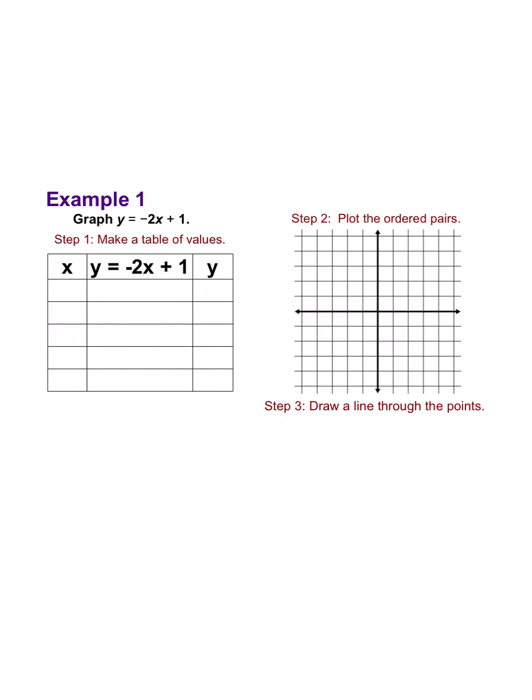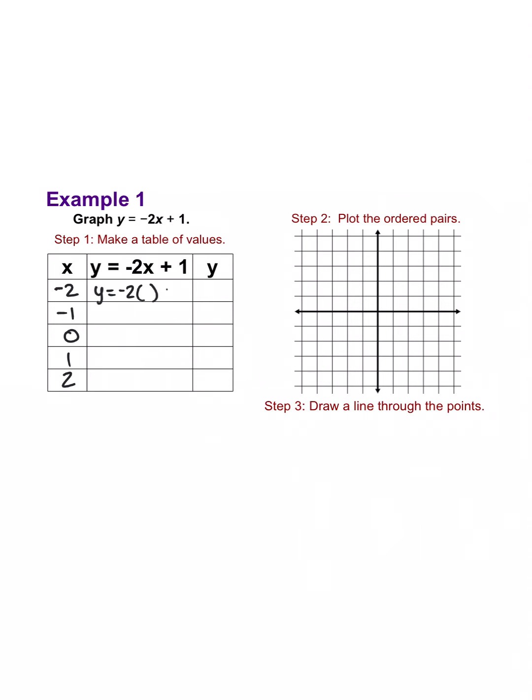So example number 1 here, we want to graph the equation y equals negative 2x plus 1. So step 1 is to make a table of values. I'm going to put in here that we're going to use negative 2, negative 1, 0, 1, and 2. And then we'll fill in for our x value here.